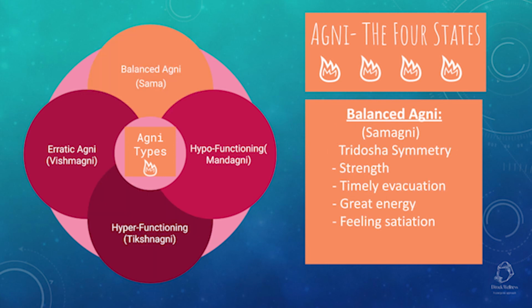Lastly, we have our ultimate goal, which is balanced Agni, aka Sama Agni. We will be able to feel when our Agni is balanced because we'll have so much energy, strength, stamina, and enthusiasm. A great indication of balanced Agni is timely evacuation of bowels and bladder. If we are waking up in the morning and having one good semi-solid bowel movement, ideally no odor, light brown, banana shaped, then we're good to go. We are balanced. The bowel movement will feel amazing.